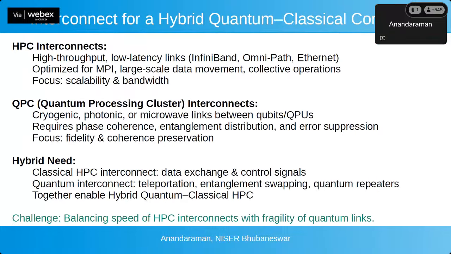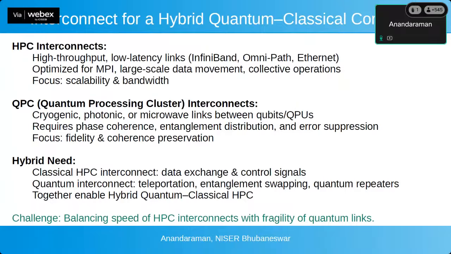Interconnect is very, very important. Interconnect plays a very big role in HPC, and in quantum processing also. Because if you use a normal interconnect, whatever the speed of computation, the entire thing is lost in the network itself. So we need a high throughput, low latency link: InfiniBand, Omnipath, Ethernet, optimized for MPI.